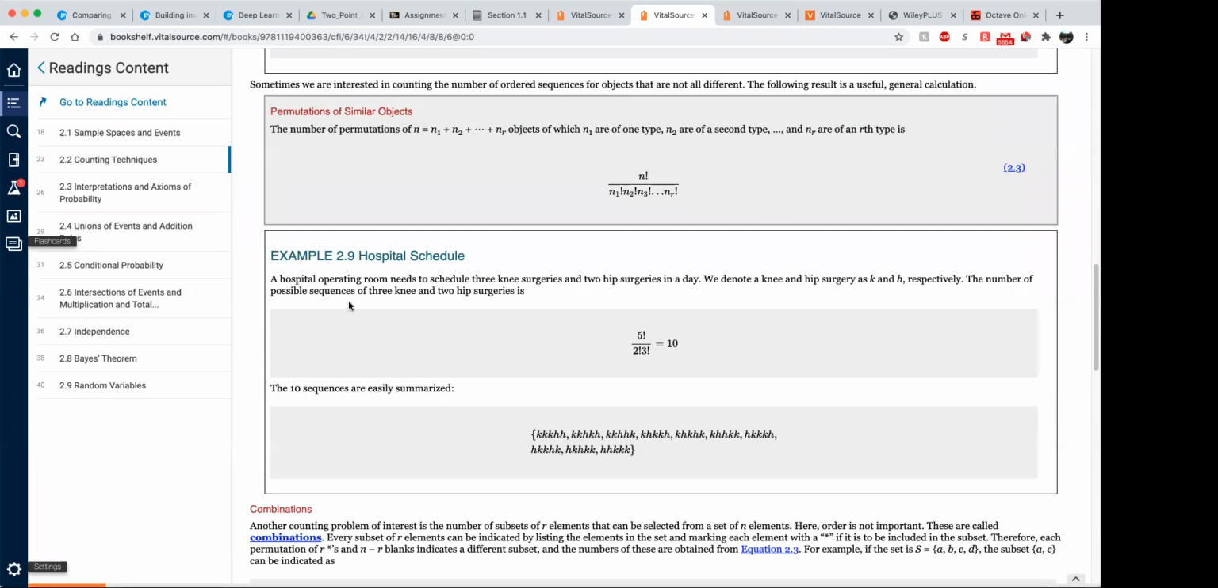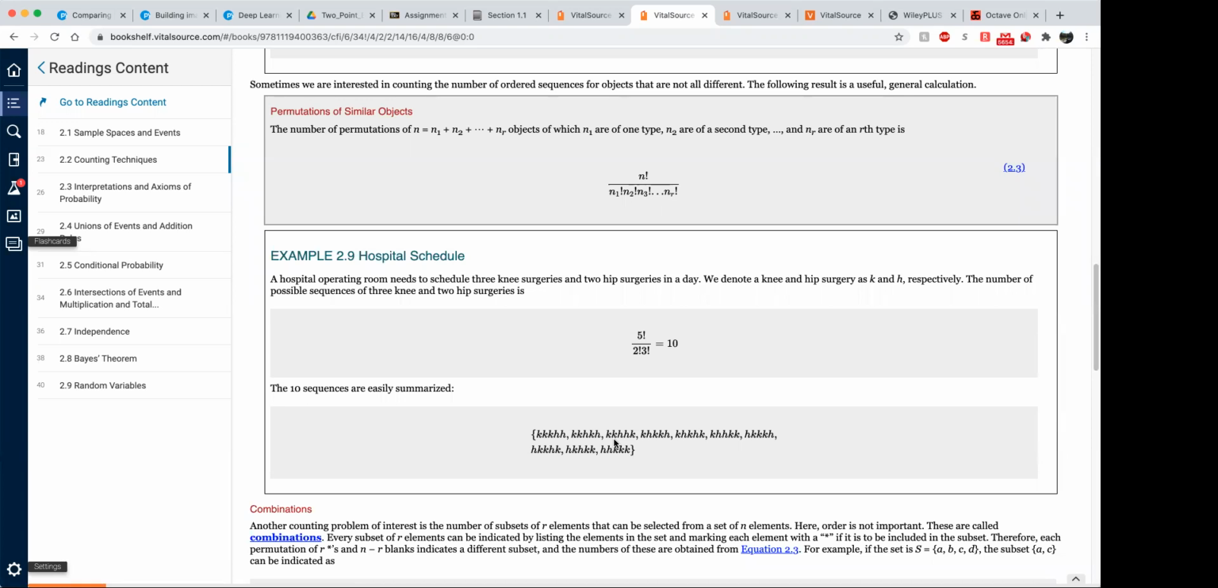So the number of possible sequences of 3 knee and 2 hip surgeries is 5 factorial over 3 factorial 2 factorial, which is 10. Okay, I'm going to explain this one later. And look at this, this is a possible outcome: K, K, K, H, H. Or this: K, K, H, K, H. Finding possible outcomes is nothing but finding the ways to arrange 3 letter K's and 2 H's. But the 3 K's are alike, and the 2 H's are alike, right?